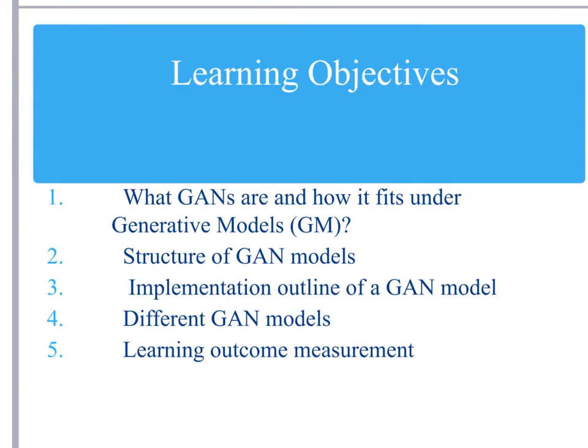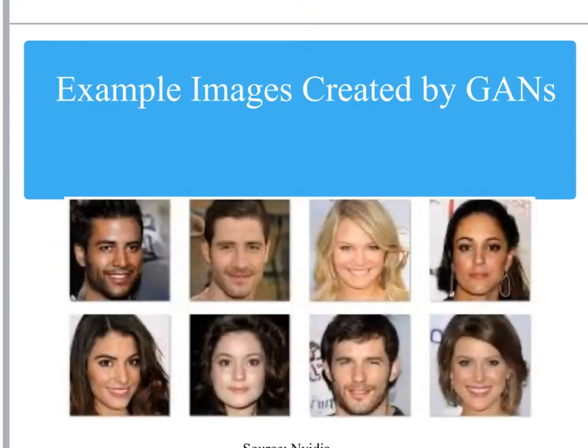Now let me talk about learning objectives. What are we going to learn here today? We are going to learn what GANs are and how they fit under the generative models. We are going to talk about the structure of GAN models, the implementation outline of a GAN model, different types of GAN models, and learning outcome measurements.